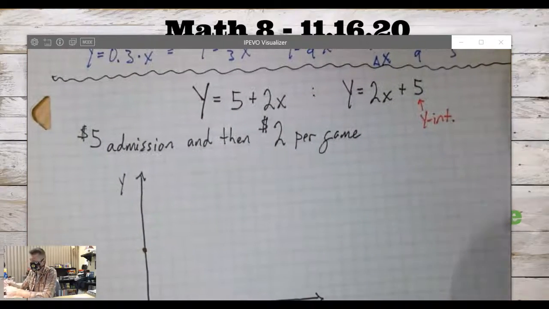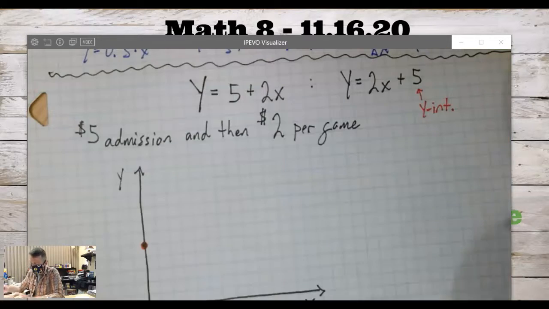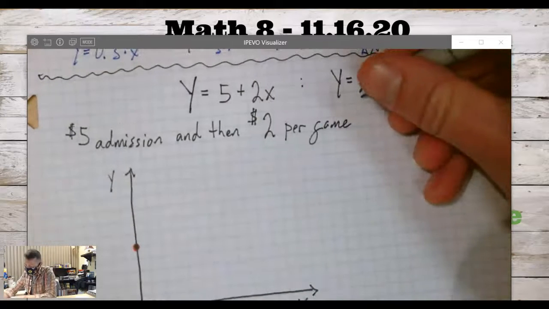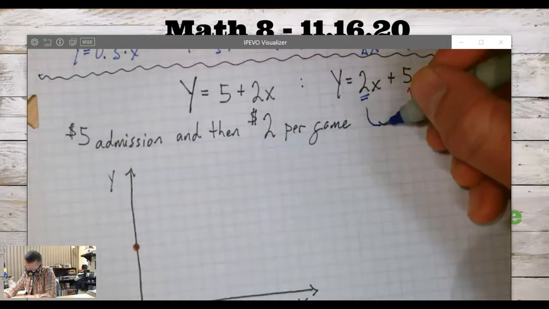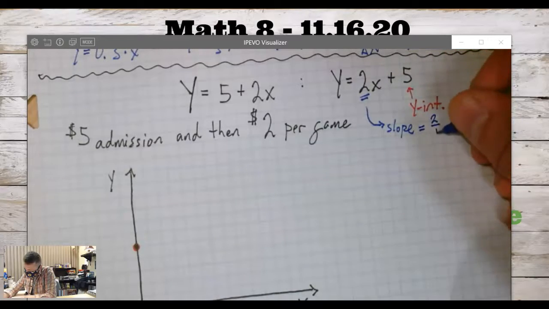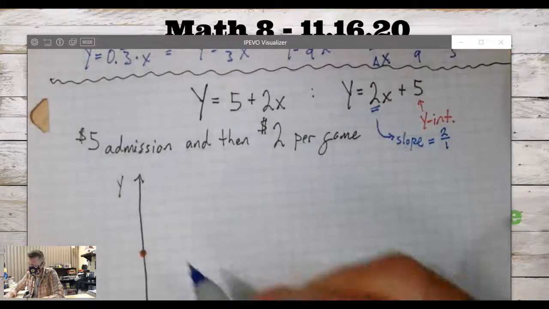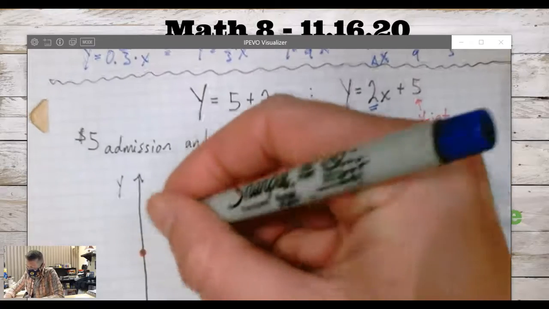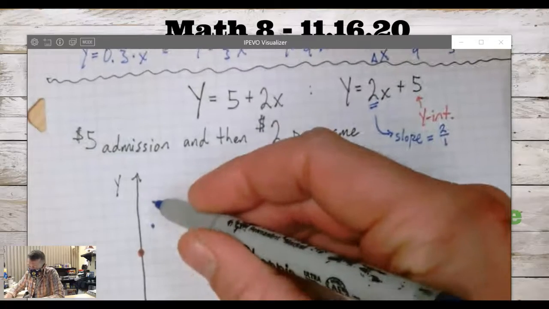Because 5 is our y-intercept. I mean, if we're talking about video games, we gotta add some boot noises. And 2 is our slope, or our m, which is really 2 over 1. Because anytime it's a whole number, we know it's really over 1. So we go up by 2, over by 1. Up by 2, boop, boop, over by 1.